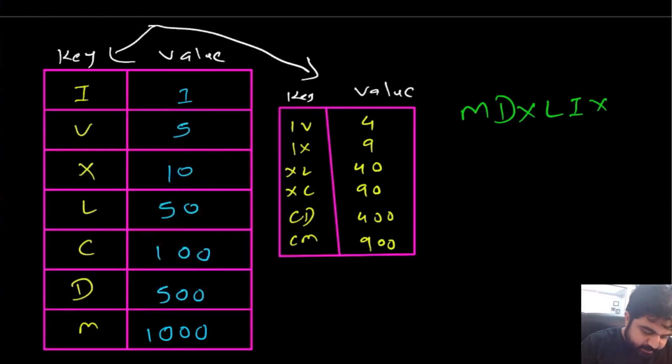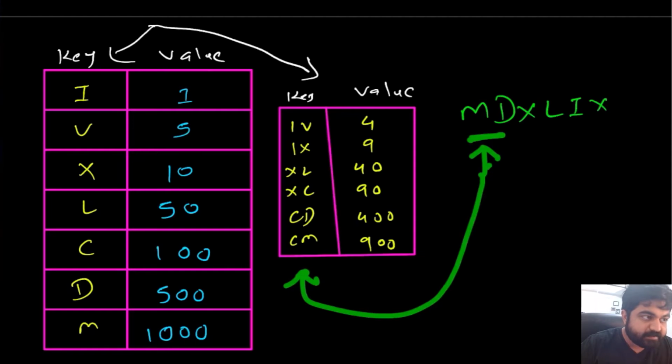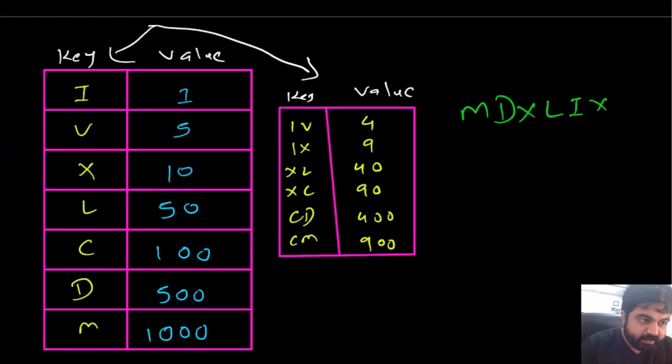The idea is every single time we will take two values. These are the two values. We will see whether they are present as keys inside our hash map or not. If they are present, we directly take its value. If they are not present, we break them down, individually take their values and add them, and keep doing that till we find the answer.